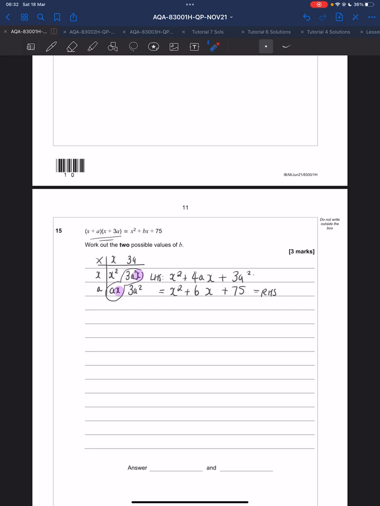3a squared is 75. So therefore a squared, divide both sides by 3, is 25. So a is 5, or a is minus 5. Okay, so we've used that one, move on to the next one. We'll say b is 4a. So b is 4 times 5, which is 20. b is 4 times minus 5, which is minus 20.